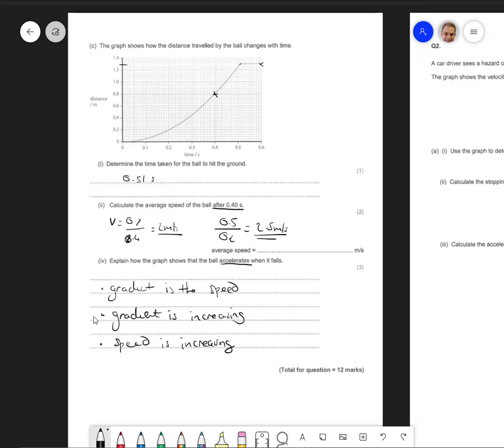Commonly with this, the second 2 marks were easy to get, and the first one is actually very rarely answered, with people saying what the gradient is actually representing. People tended to say, oh, the gradient's getting steeper, so it's accelerating. And what was the gradient representing?